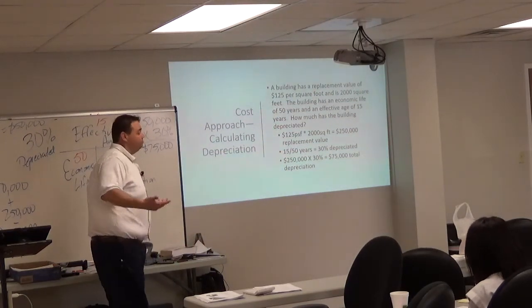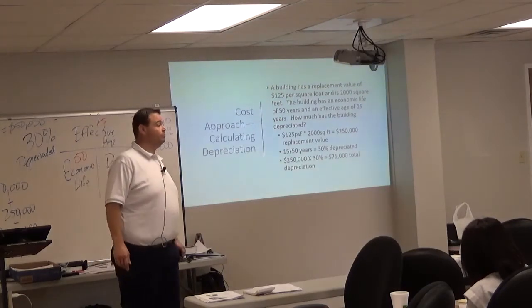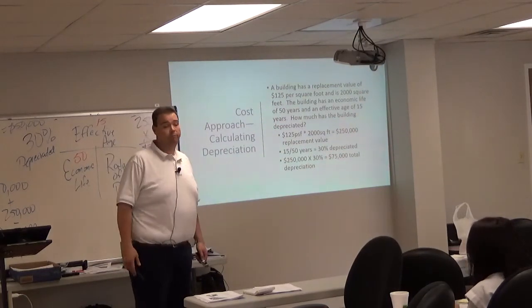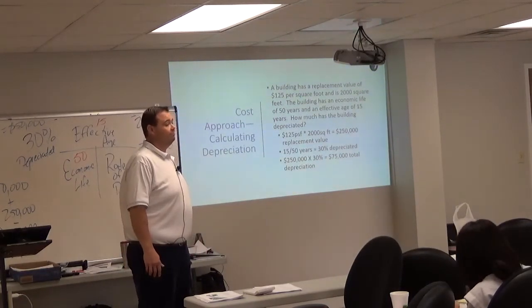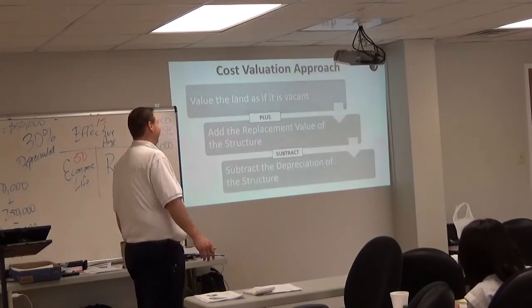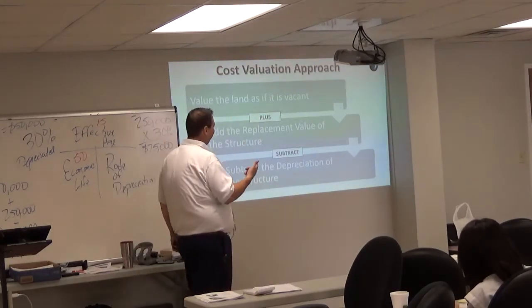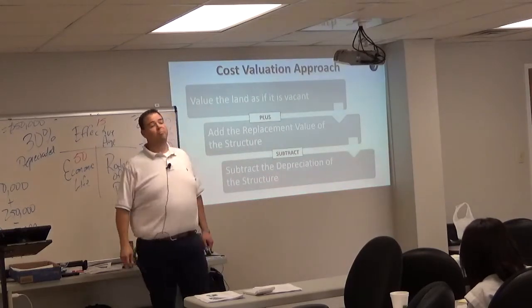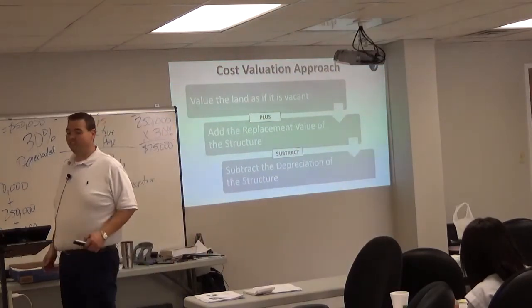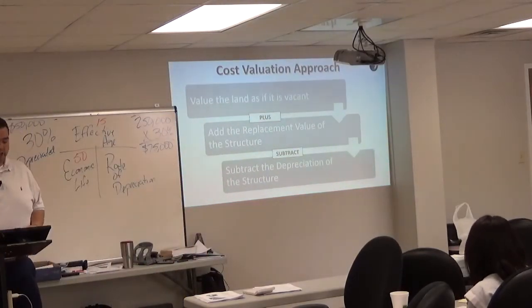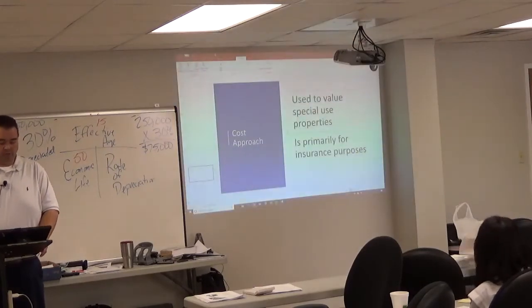$225,000. That's all there is to it. Land value plus replacement cost minus the depreciation of just the structure. All right? So let's do this. Let's go back over to your worksheet.